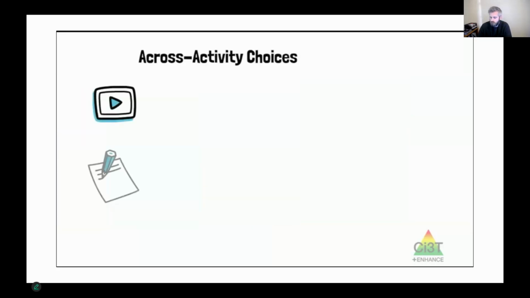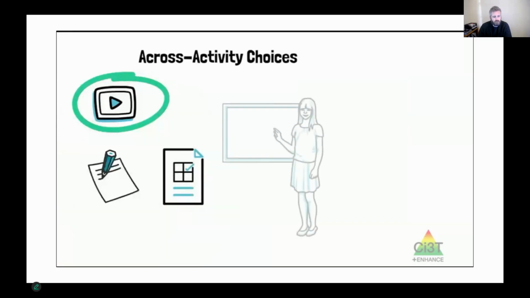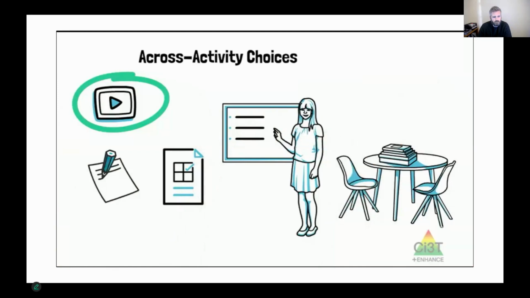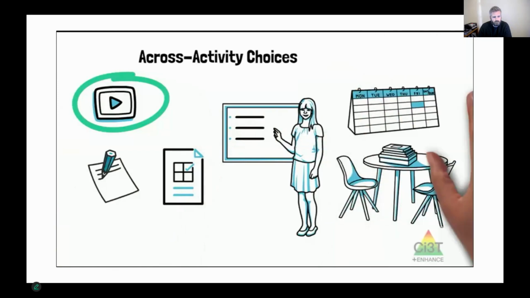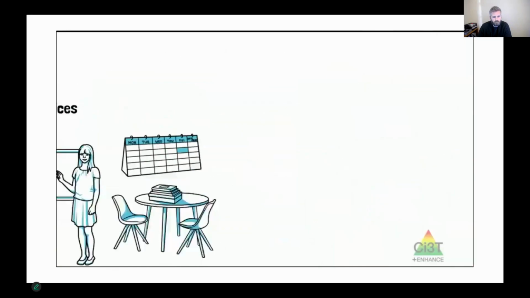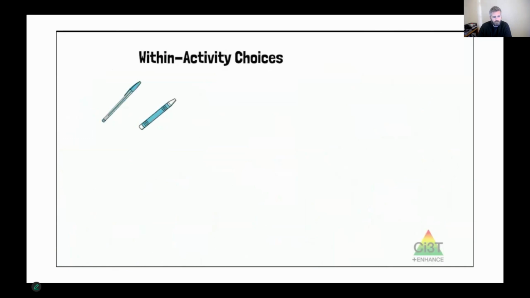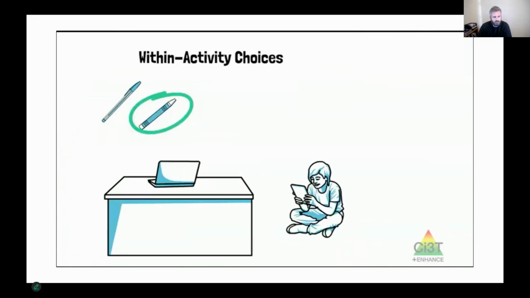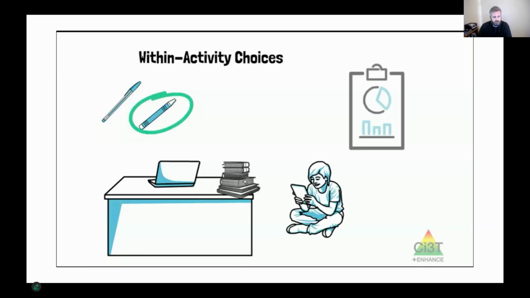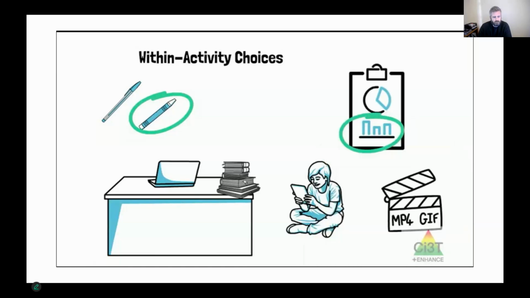Examples of across-activity choices include choice of ways to demonstrate knowledge, choice of which activity to complete first, choice of learning center, and choice of daily schedule. Examples of within-activity choices include choice of writing utensil, choice of where to complete work, choice of book to read, choice of which problems or questions to complete, and choice of how to complete an assignment.